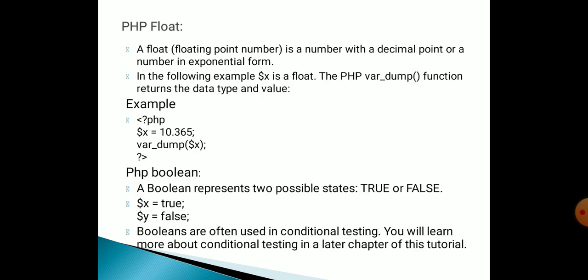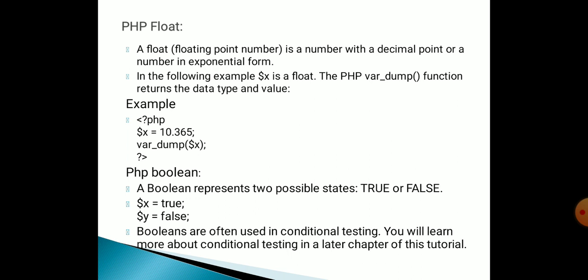PHP float. A float, meaning floating point number, is a number with a decimal point or a number in exponential form. In the following example, x is a float. The PHP var_dump function returns the data type and value. PHP example is this.